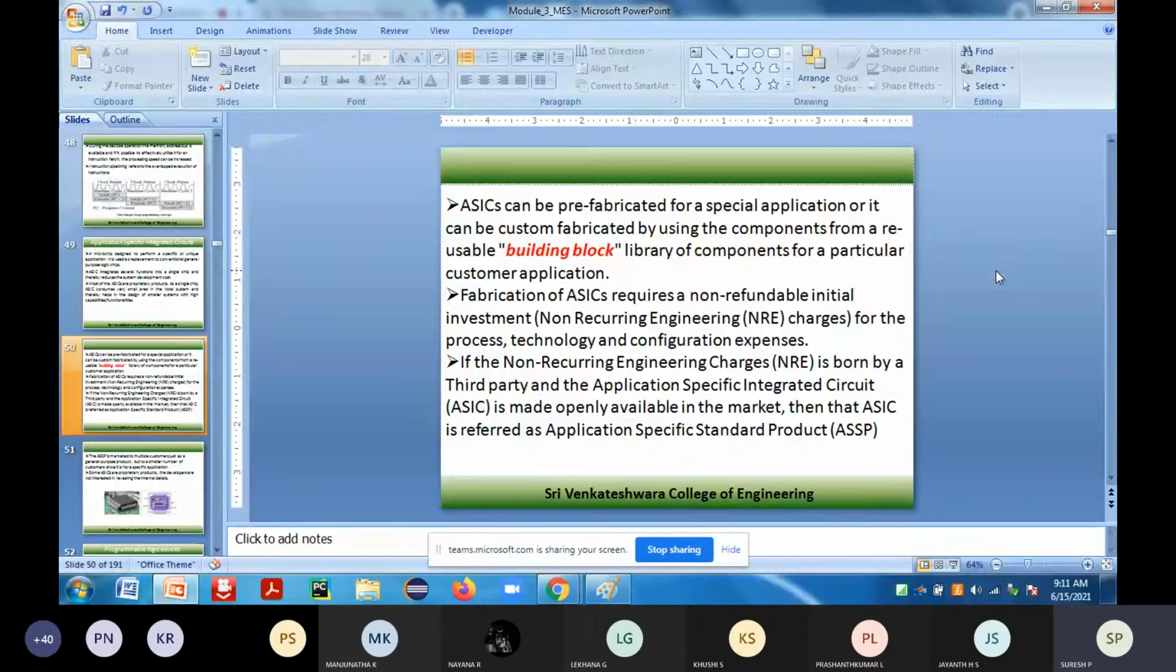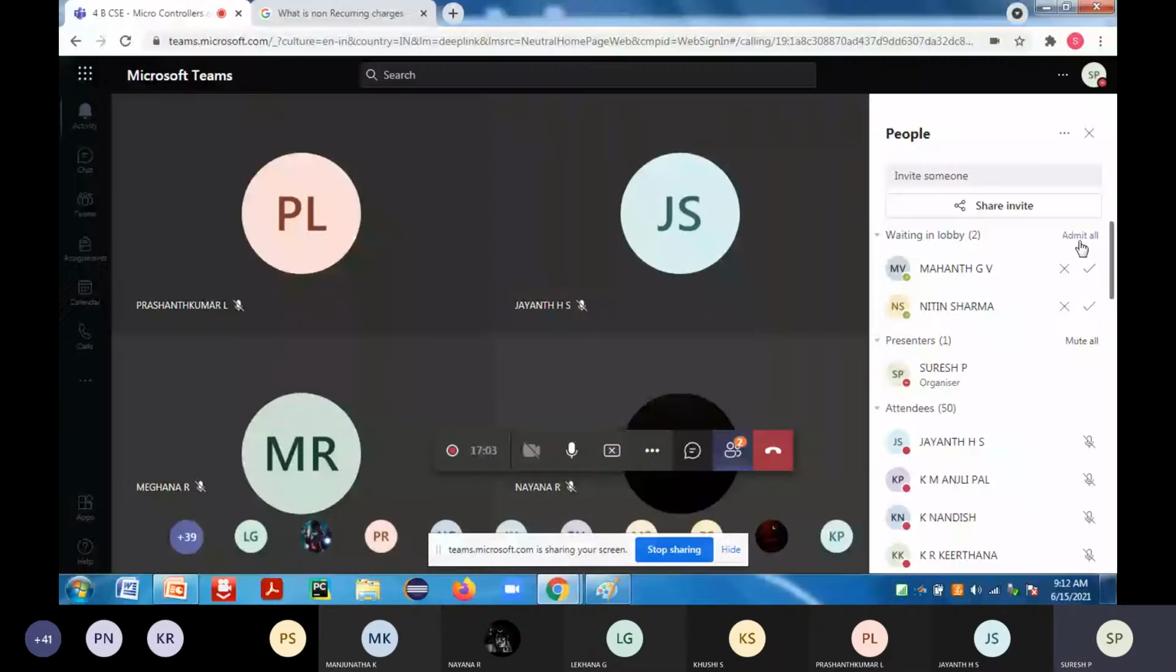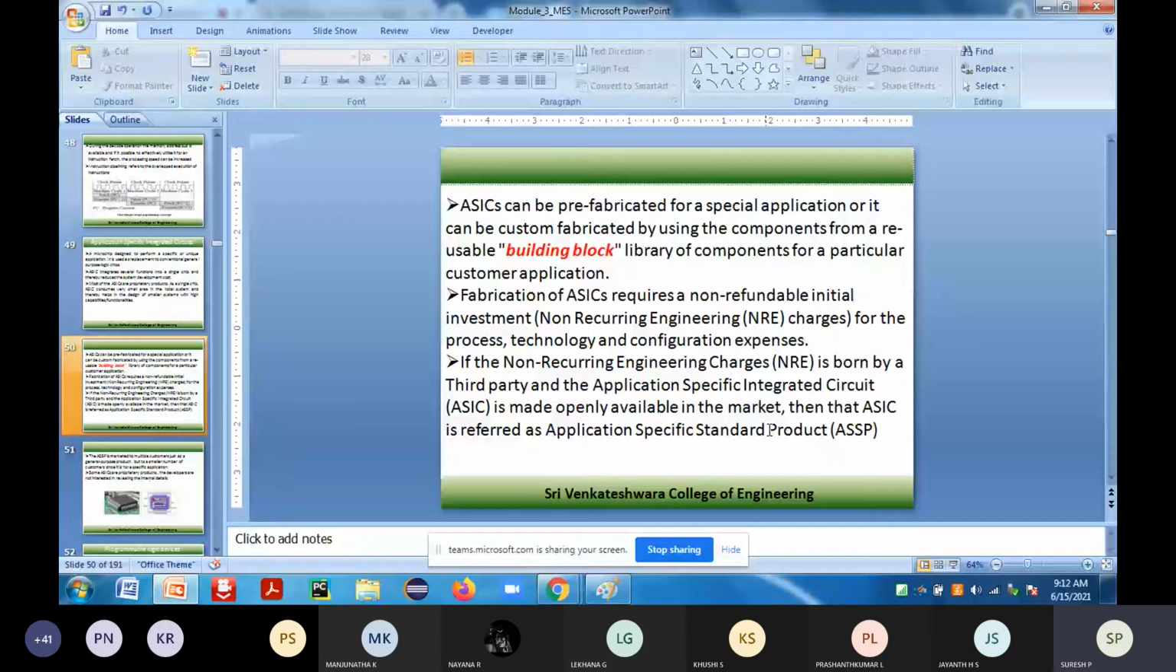If you go with research, all the research will have one non-refundable initial investment. So here also, when you specify ASICs, that is application specific integrated circuits, it requires a non-refundable initial investment. For what purpose? For the process, that means how to build that particular ASIC. I have to make the design of that, and I should know what different technology I'm going to make use of, and what different configuration I'm going to have for that particular application specific integrated circuit.